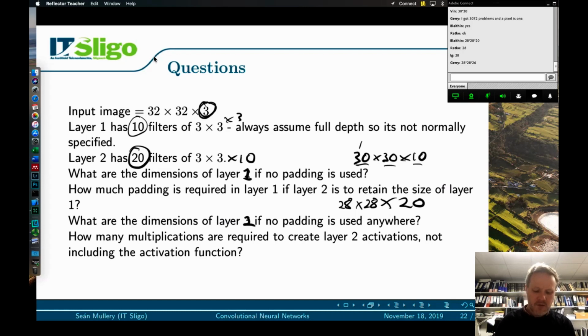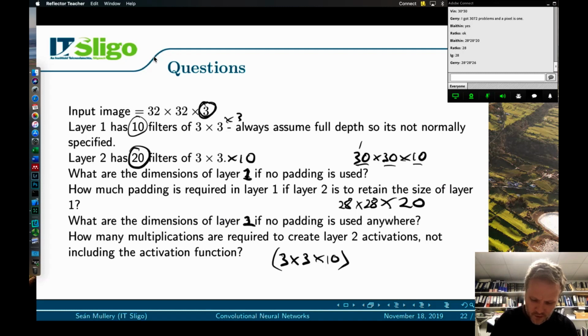Okay. How many multiplications are required to create layer 2 activations, not including the activation function itself? Now, multiplications is basically by the number of parameters. So let's have a think about how many parameters we are going to have in layer 2. That's really what this is asking. Now, we've got 3 by 3 filters in layer 2, but they have to go through the 10 channels of layer 1, so they're going to be 3 by 3 by 10. And I think somebody mentioned it earlier, the +1 here as well.